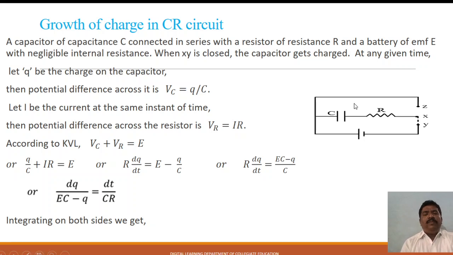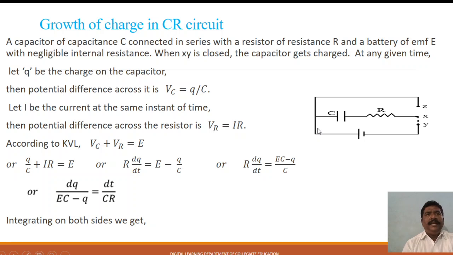When you see the circuit, it consists of an uncharged capacitor and a resistance R, connected in series with a battery of EMF E volts with negligible internal resistance and a plug key. Once the key is closed, the capacitor starts charging up and the charging current flows in the circuit.